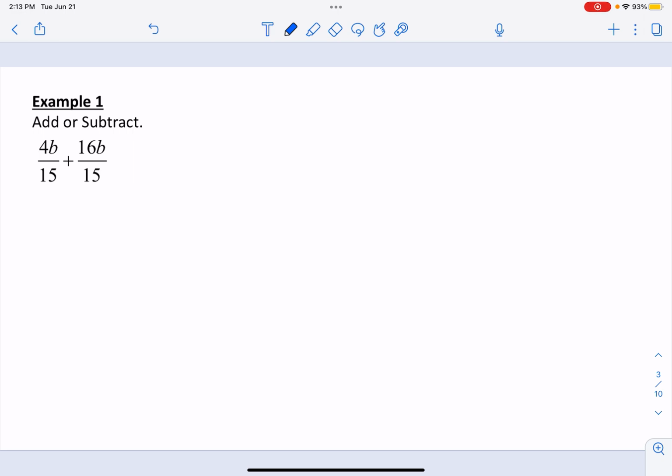Okay, add or subtract. Okay, so I have my common denominator, and I do 4 plus 16. Well, that's going to be 20b. Now you want to try and simplify. So 20 over 5, each reduces by 5 to get 4b over 3.